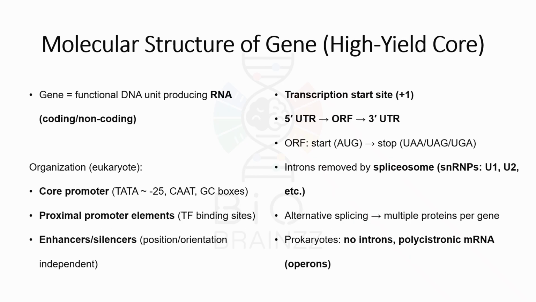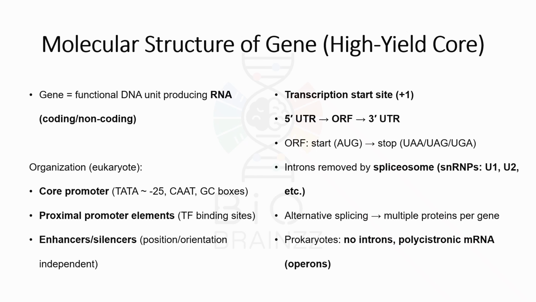Molecular structure of a gene. A gene is a functional unit of DNA that produces RNA, which can be coding or non-coding. In eukaryotes, gene structure includes promoter regions, transcription start site, UTRs, coding region ORF, and terminator. Promoter elements like TATA, CAT, and GC boxes help in binding of transcription factors.